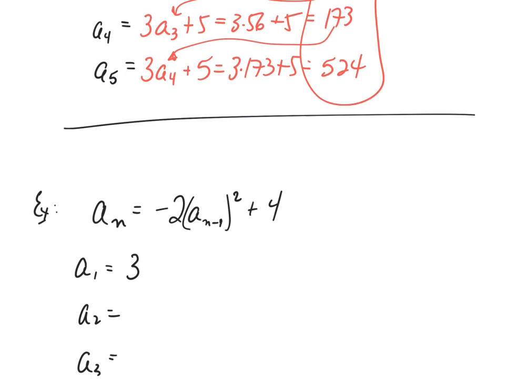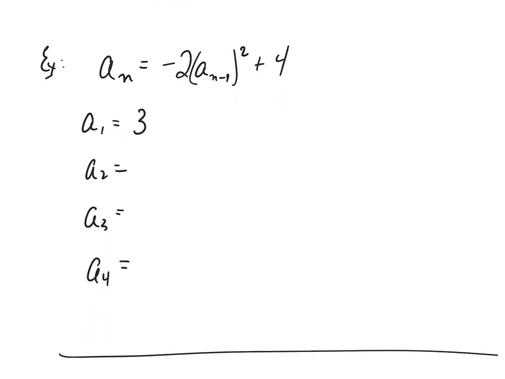Okay, so let's try a couple more examples. How about this one? Here I'm asking you for the first 4 terms of this recursive sequence. And let me see if I still have red. Yeah, so please notice that the n value on the left-hand side and the n value on the right-hand side, one different, n and n minus 1.